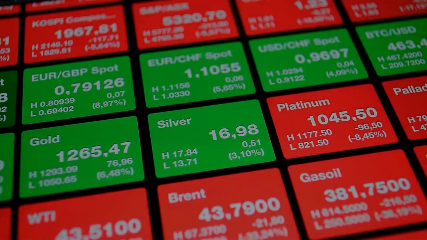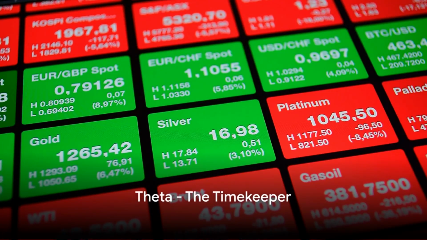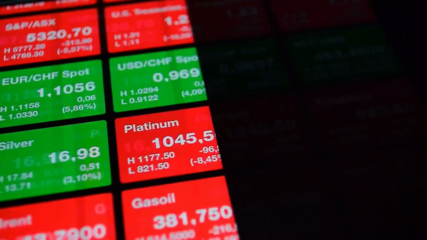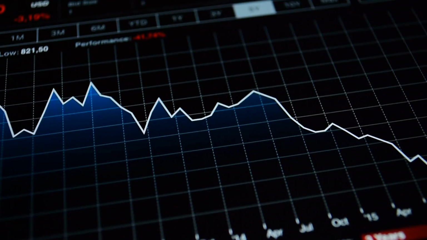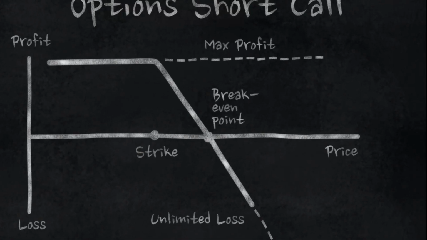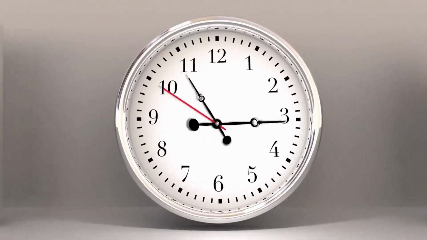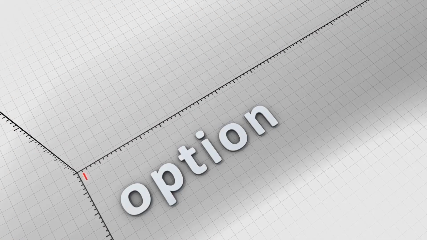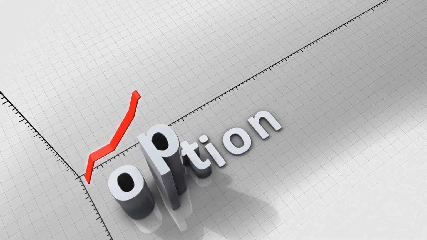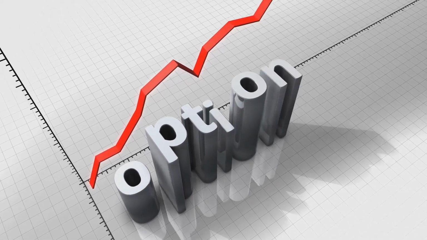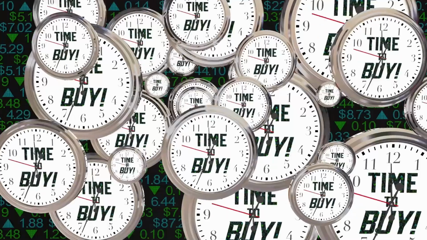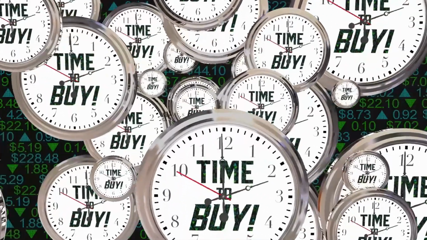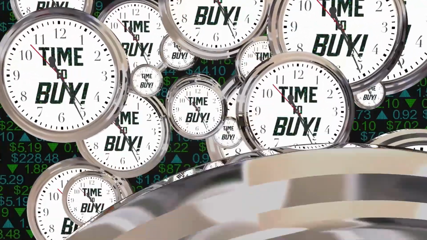Then there's theta, the timekeeper. Theta measures the rate of decline in the value of an option due to the passage of time, also known as time decay. If all other factors remain constant, an option will lose value as its expiration date approaches. This is because the probability of the option being profitable, or in the money, decreases as time runs out. Theta is particularly important for traders who employ time-sensitive strategies.